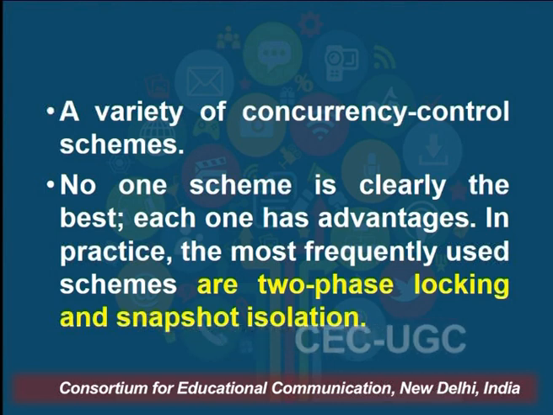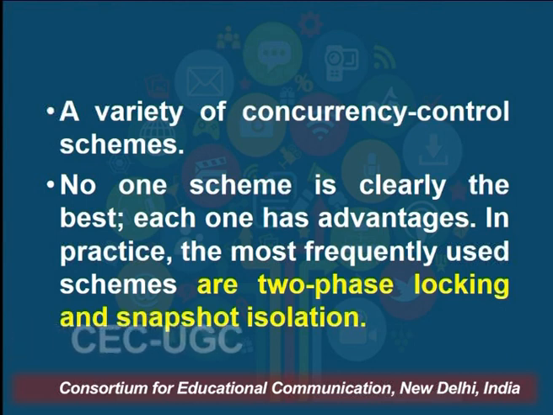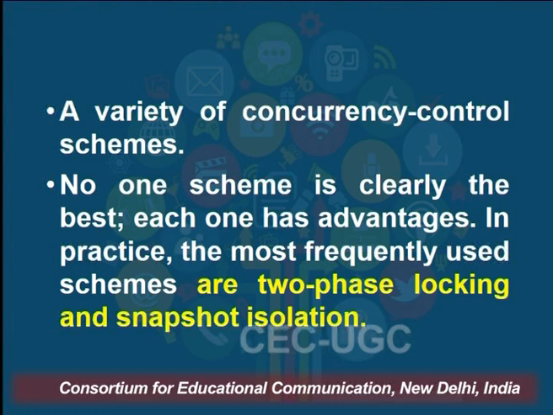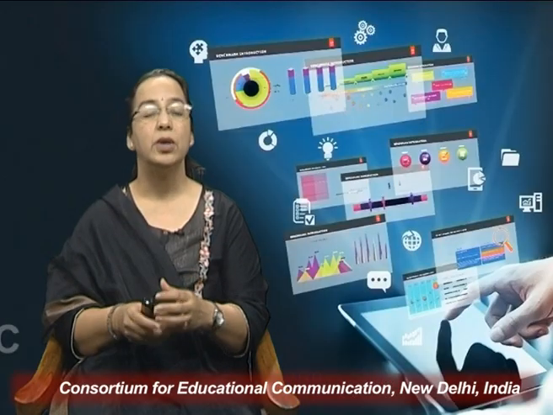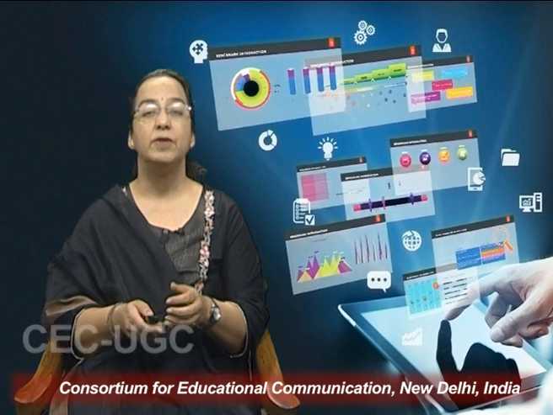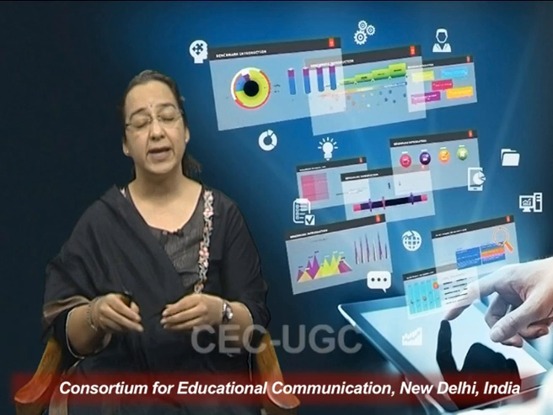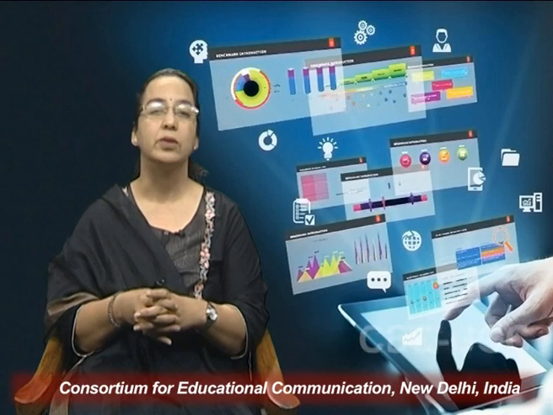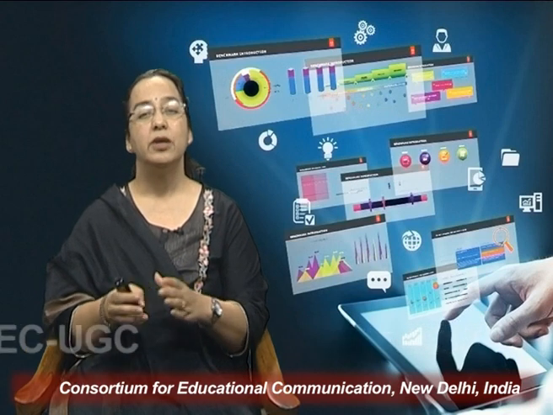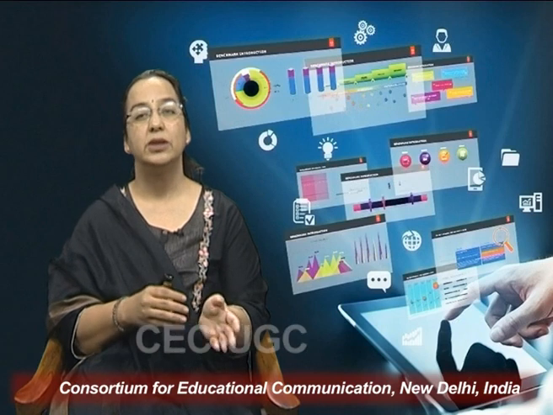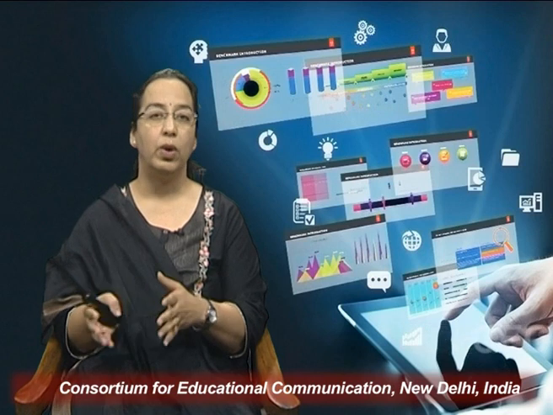In fact, we can have various schemes for concurrency control, but the most frequently used schemes are two-phase locking and snapshot isolation. These are the two mechanisms which we are going to cover very briefly, as per the scope of our course. So, first of all, let us try to understand what this locking is and how this lock based mechanism is going to work.